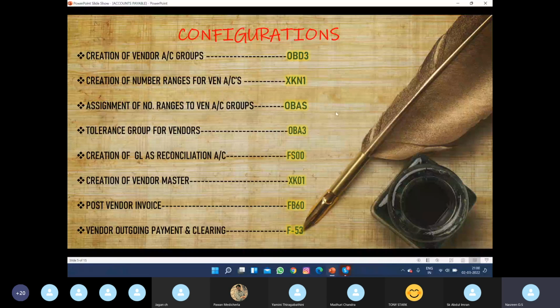So these are all the T codes that we actually use in case we are not using the path. So these are all the T codes. Let's understand each one separately.